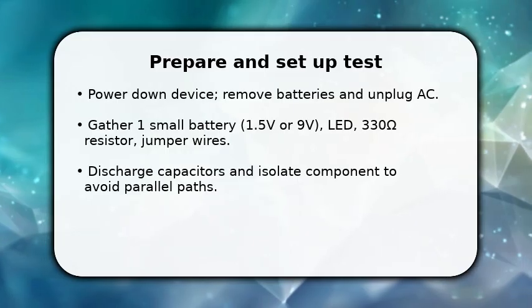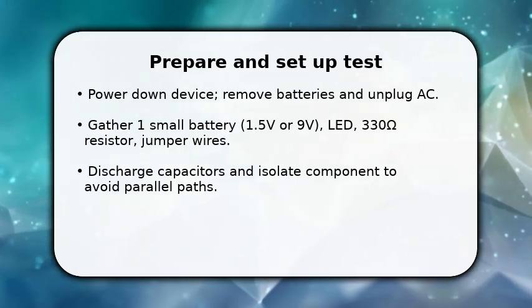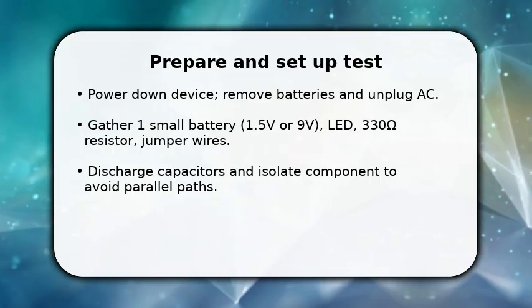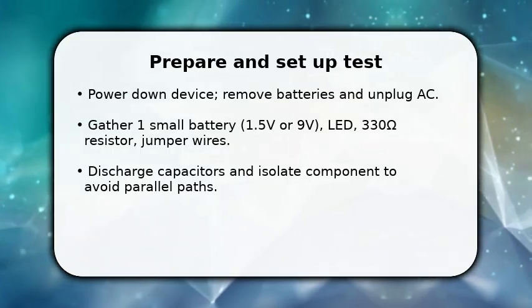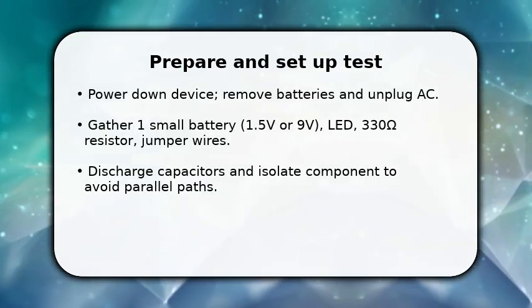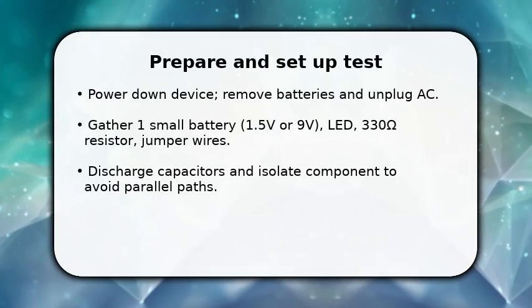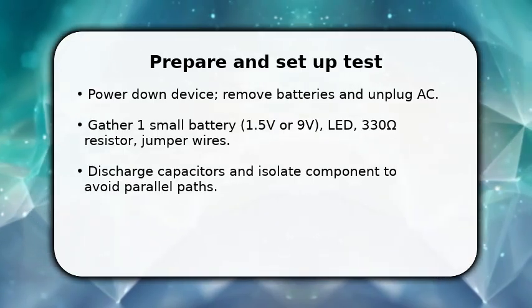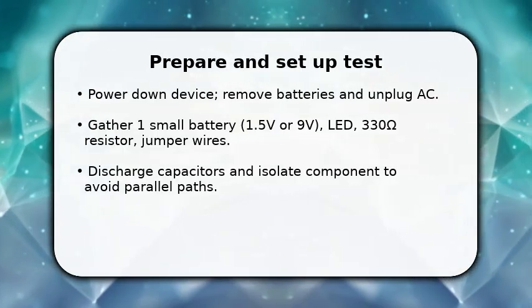Prepare a simple test rig: one small battery, an LED, and a 330 ohm resistor in series, plus 2 jumper wires. Once done, identify the 2 test points on the component or trace. This setup limits current and gives a visible indication of a conductive path without a multimeter.